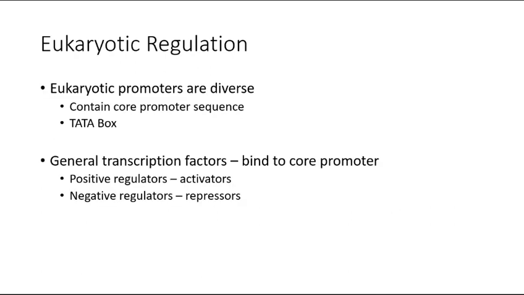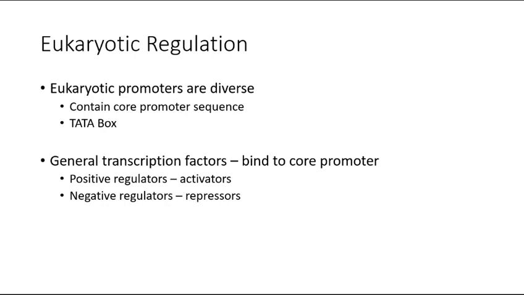So when we look at regulation, promoters for eukaryotes are going to be diverse. They're not all going to be similar. Bacteria are pretty basic; eukaryotes are a little bit more complex. And like I said, there might be more than one promoter in a gene, and there also is going to be that thing called the TATA box, which is the area for the transcription factors to attach to.